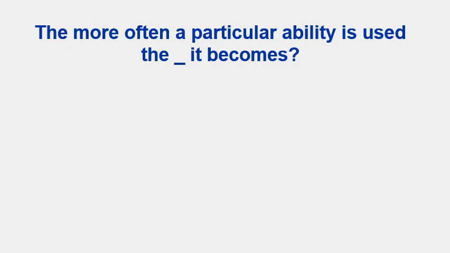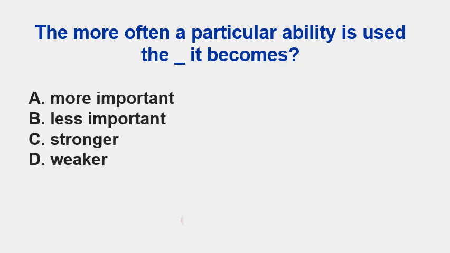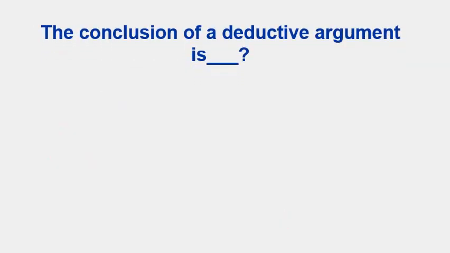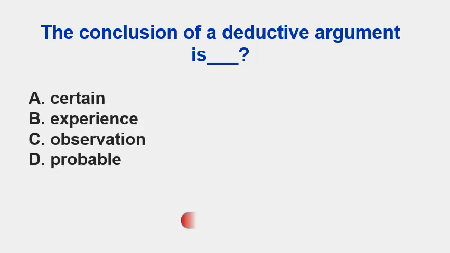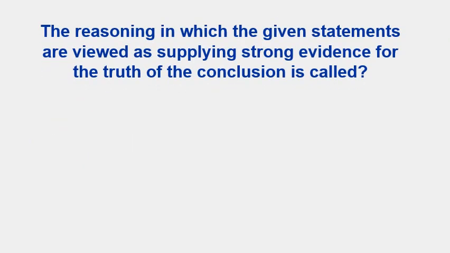The more often a particular ability is used, the dash it becomes. The conclusion of a deductive argument is. The reasoning in which the given statements are viewed as supplying strong evidence for the truth of the conclusion is called.